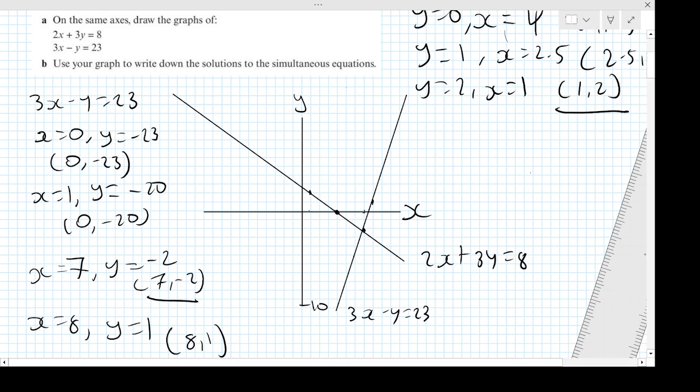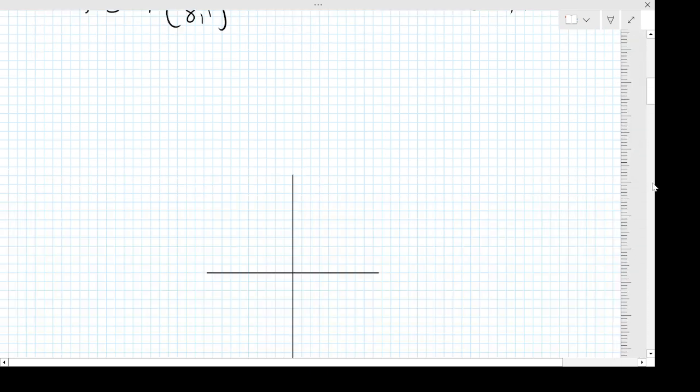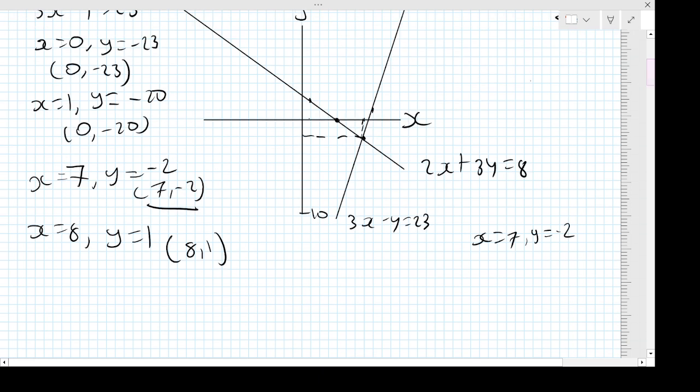If you then read off by the axis, it'd be 7 on x, so x would be 7. I'll do that here. X would be 7, and y would be minus 2. Hopefully you can see that, right? That's where they cross over, and I've just read off the values of x and y. So that's your solution, right? Without having to solve it manually, you can get the solution to simultaneous equations that way. So that is your solution. X is 7, y is minus 2.